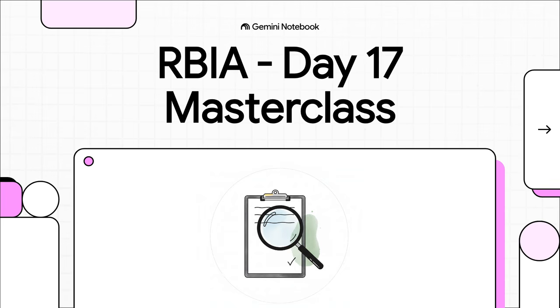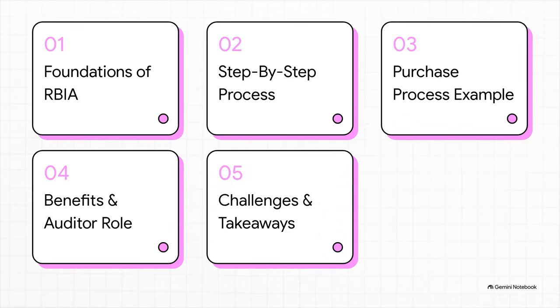All right, let's jump right into the core of it. So here's our roadmap for today. Number 1, foundations of risk-based auditing. 2, the step-by-step process. 3, an example, the purchase process. 4, benefits and the auditor's role. And finally, number 5, challenges and key takeaways. It's a packed agenda, so let's keep moving.